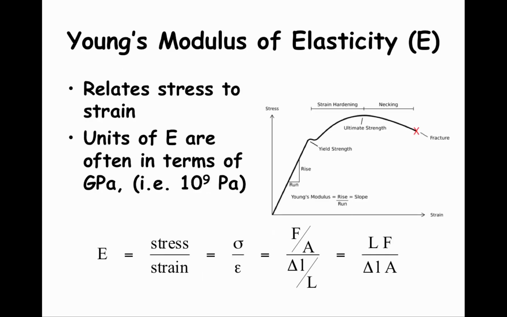The relation between stress and strain is given by Young's modulus of elasticity and is described by a capital E. The ratio is stress over strain, or sigma over epsilon. After some manipulation, Young's modulus of elasticity, E, equals the initial member length times the force divided by the change in length and area. The units are commonly given as gigapascals, which is pascals times 10 to the 9th power.